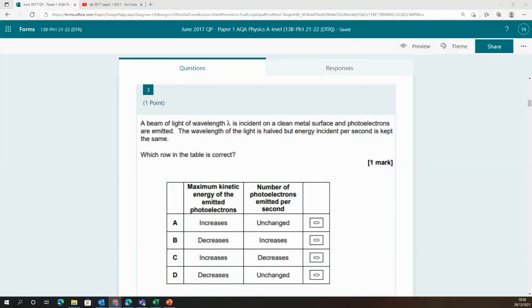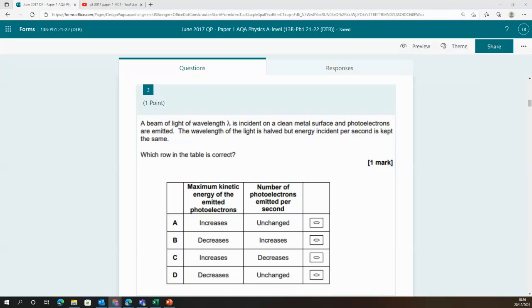This question is about the photoelectric effect and the emission of photoelectrons. If you remember, you shine a source of electromagnetic radiation, which could be UV or visible light, onto a metal surface, and that may result in the emission of photoelectrons if the energy of the incident photons is greater than the work function.